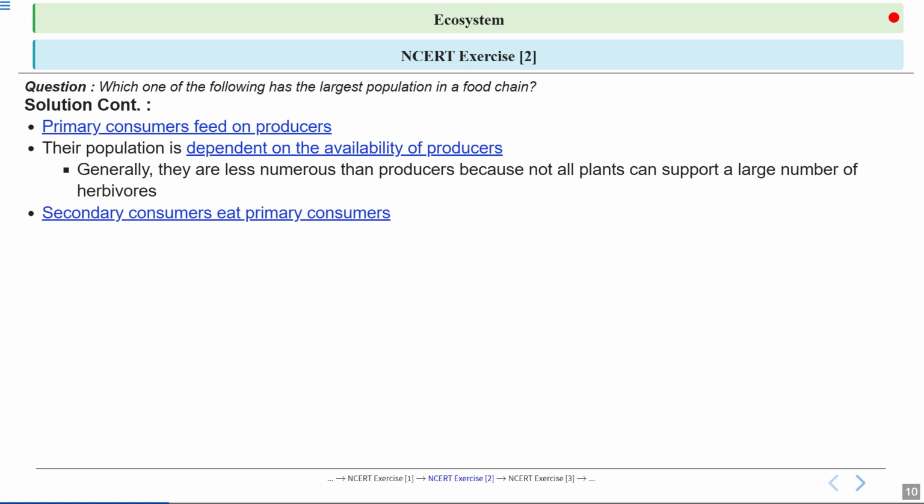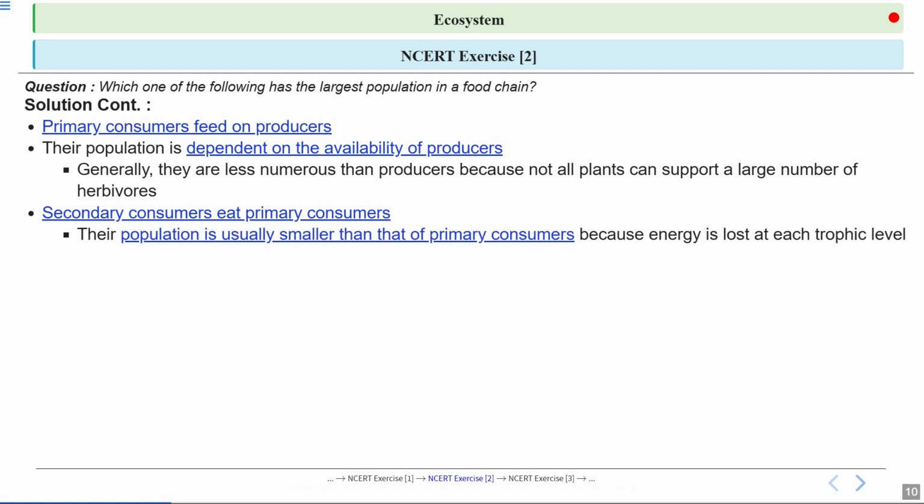Let's talk about the secondary consumer. They get energy by eating the primary consumers. They are often carnivores or omnivores. Now, their population is usually smaller because energy is lost at each trophic level. In a food chain, only 10% of the energy from one level is passed on to the next. So, there is less energy available for secondary consumers, which limits their number compared to primary consumers. And this leads to fewer individuals being supported.